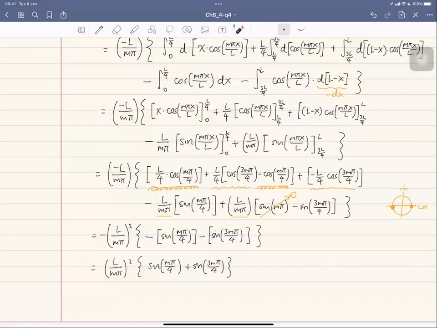3m pi over 4, the first time it happens is here, and then 1, 2, 3. The second time is here, 1, 2, 3. The third time is here, 1, 2, 3. So again, sine of that will take different values. So there's nothing I can really simplify. Okay, so that is the end of this integral.